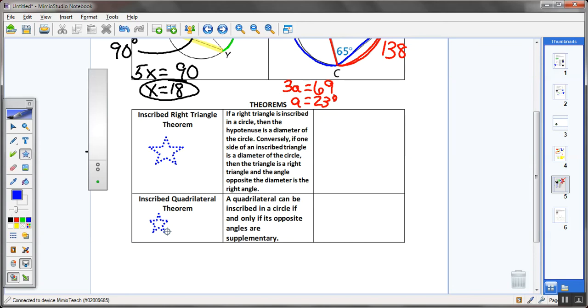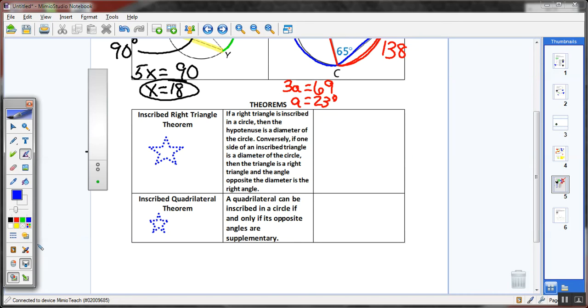If a right triangle is inscribed in a circle, what kind of triangle? Right. Then the hypotenuse must be the what? Diameter. Conversely, if one side of an inscribed triangle is the diameter of the circle, then the triangle is what type of a triangle? Right. And the angle opposite the diameter is a right angle.